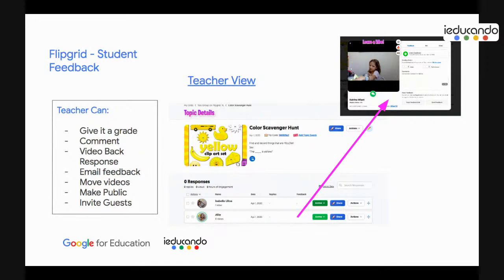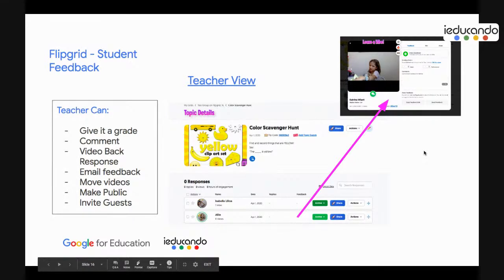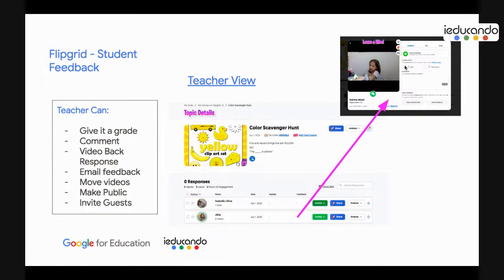So the teacher can also, like Laura talked about, from the teacher view. When she showed it from her teacher view, you can see all the videos that are going up on that one activity. And if you click on them, you can give feedback right here like she did in that window. You can give it a grade, you can comment, you can video back, you can email the feedback, you can move your videos to somewhere else if you'd like. You can make it public, you can invite guests, which is sometimes really cool for EFL classrooms to have guests in English from native speakers.